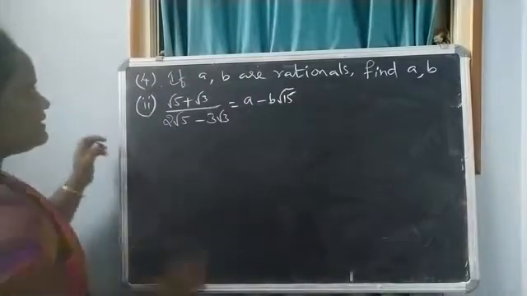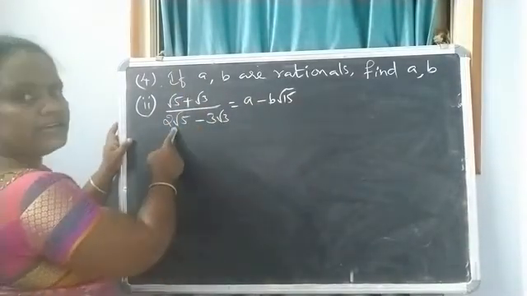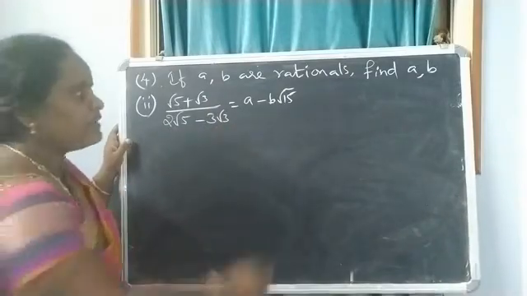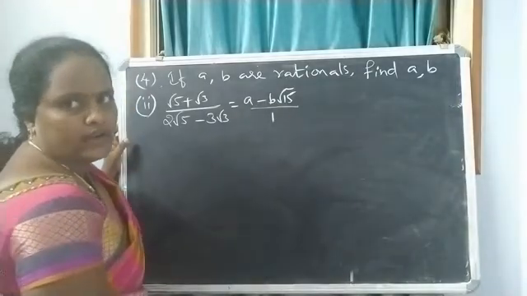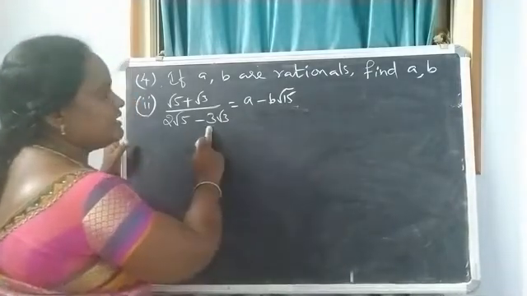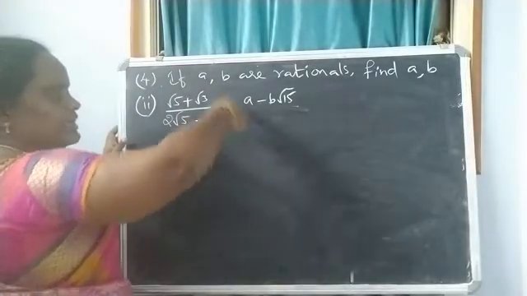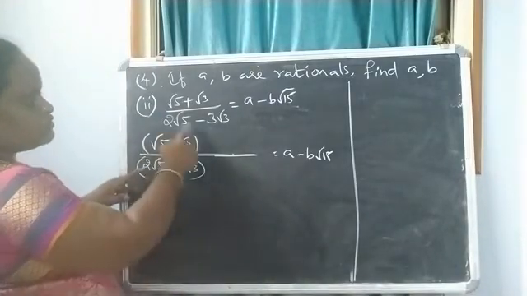Let us see the second question in the fourth one. Root 5 plus root 3, divided by 2 root 5 minus 3 root 3, is equal to A minus B root 5. Here also there is no denominator, which means the rational number 1 is the denominator. So, once again, here the irrational number is rationalized. So, we need to rationalize this. So, let me take the given question. Here the denominator is 2 root 5 minus 3 root 3.